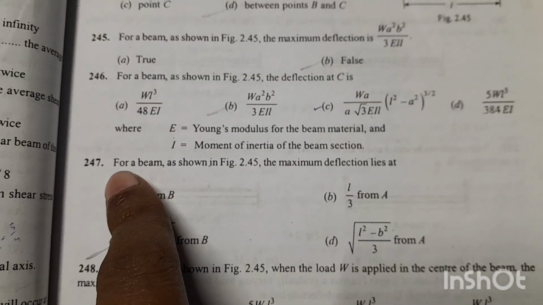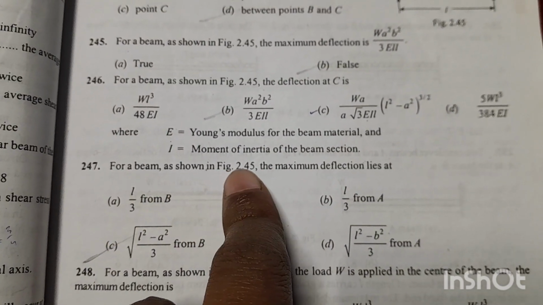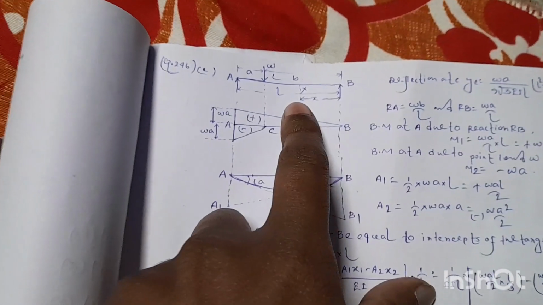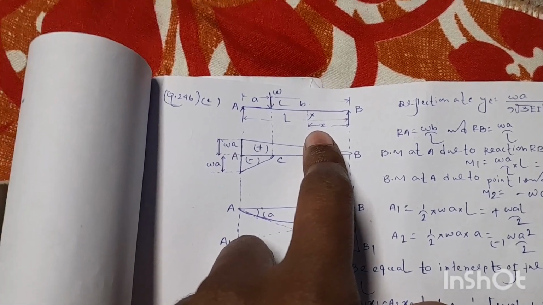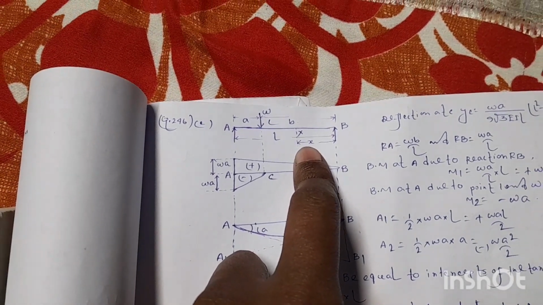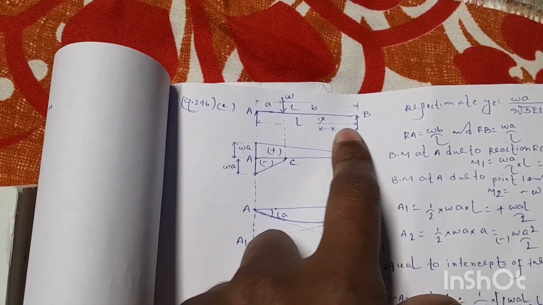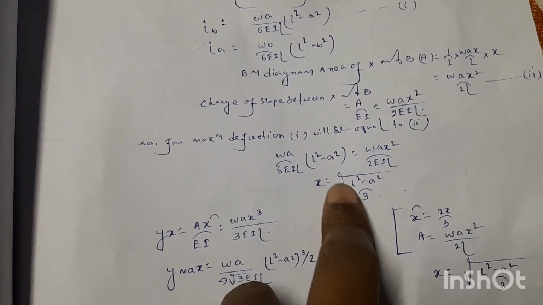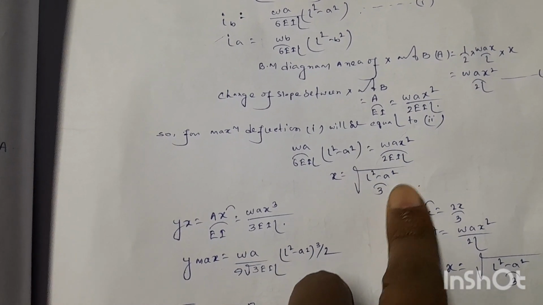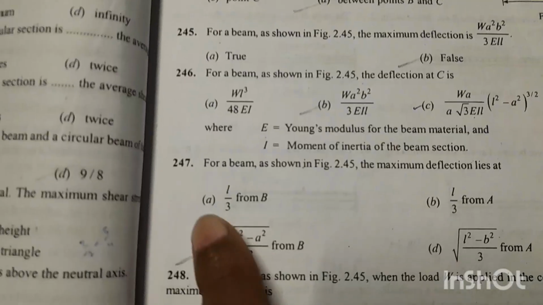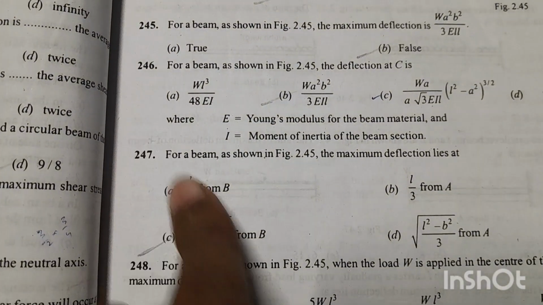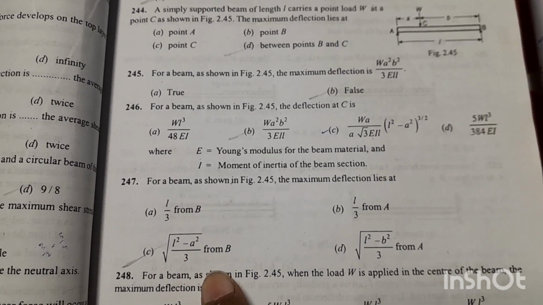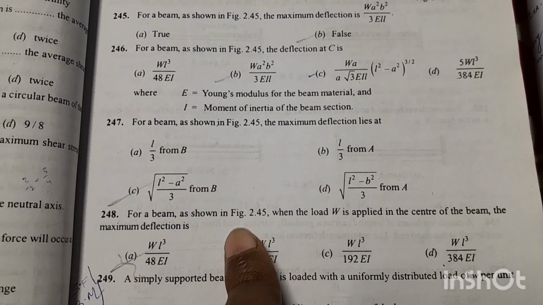Next question 247. For a beam as shown in the figure 2.45, the maximum deflection lies at. We calculated that the maximum deflection will occur at a distance x from this end B. So x is equal to root over of (L square minus b square) divided by 3. So for question number 247, option C is the right answer, root over of (L square minus b square) by 3 from B.